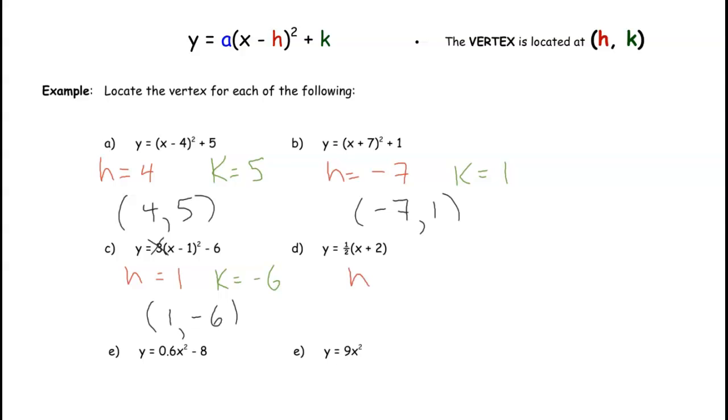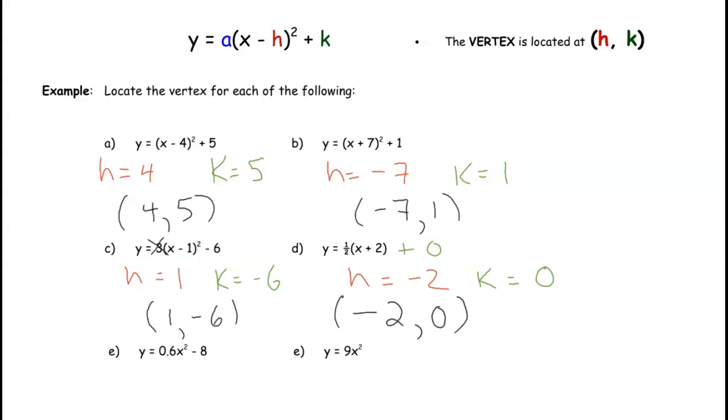My h value in this case happens to be -2. But what the heck is my k value? How am I going to get my k value? It looks like there's actually nothing there. Well, I want you to think about the lack of a k value as almost like saying +0. We wouldn't have to put in +0; we would just not include it at all. So my k value here is just 0. We just didn't write it in. And so that allows me to say that my vertex is at -2 and 0.